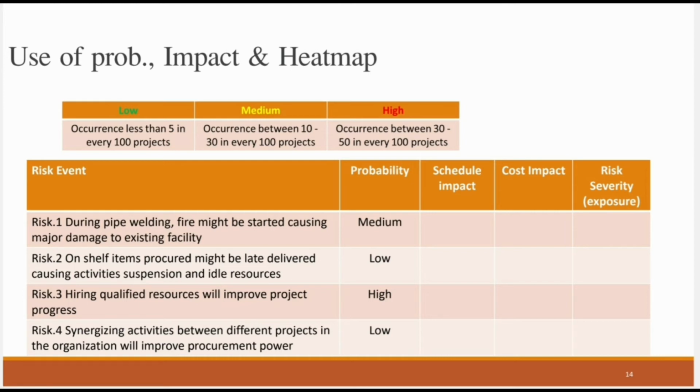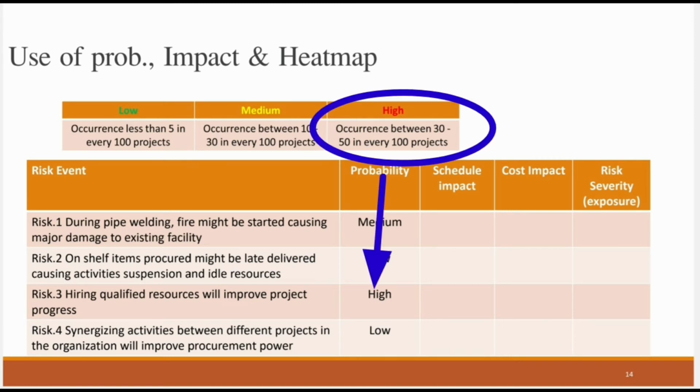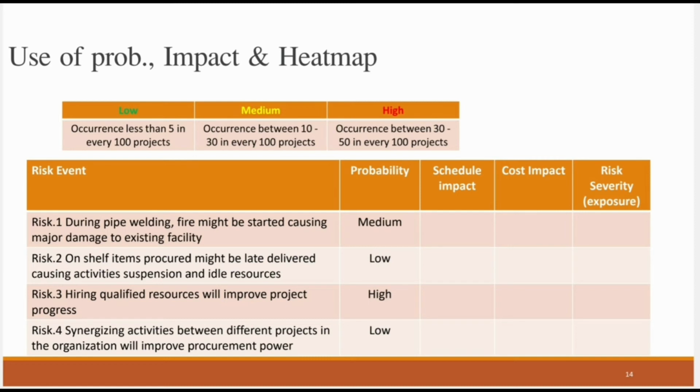Risk number 3 is a positive risk, because from the way we are describing it, it seems like it's going to have a positive impact, because it will improve the project progress through hiring qualified resources. So from our experience, from our understanding, how often will it happen, what's the likelihood that such a risk could happen and improve the project? Well, that has a high probability for us, in every 30 to 50 projects out of every 100 projects it's happening. So I believe it's going to be a high probability for us.